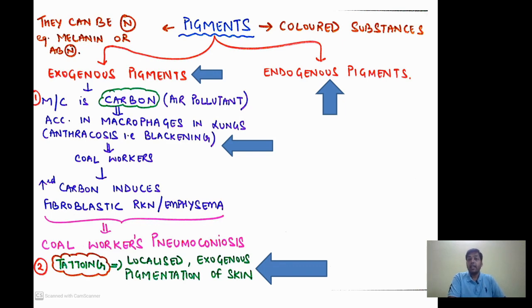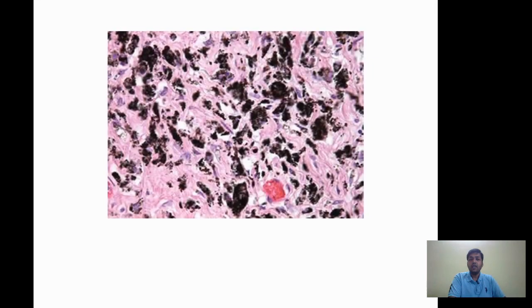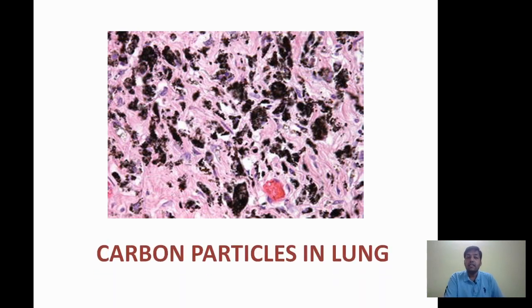Now let us look at the endogenous pigments. Before we go into that, here we can see the anthracosis of the lungs. Here we can see how the carbon particles have accumulated inside the macrophages inside the lungs.